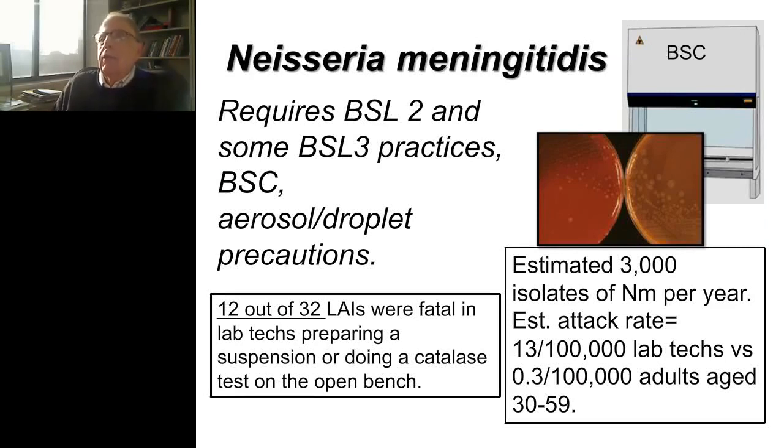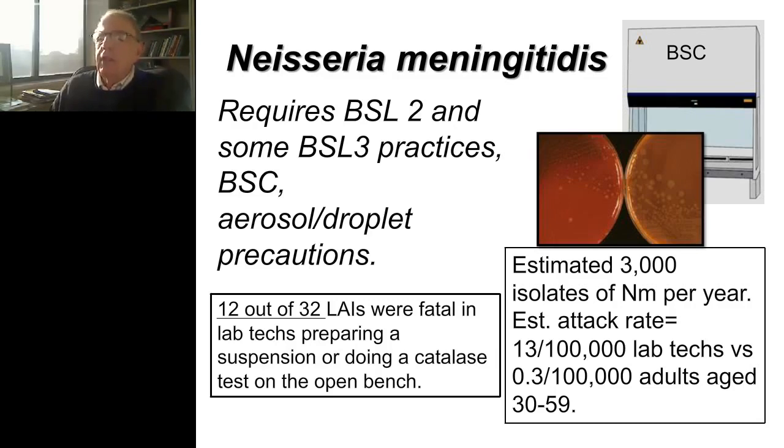Let's look at the example of Neisseria meningitidis. We know that this requires biosafety level 2, and BSL-3 practices, working within a biosafety cabinet, protecting from aerosol and droplet precautions. And why do we know this? It's because in the literature there are multiple reports of lab-acquired infections with Neisseria meningitidis from laboratory technologists, and 12 out of 32 of these lab-acquired infections were fatal.